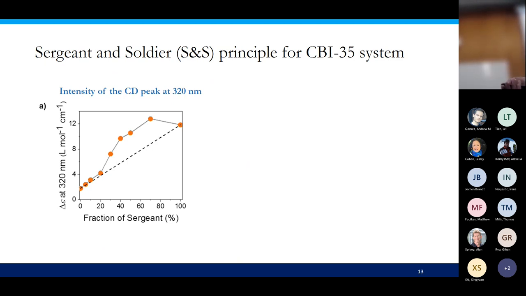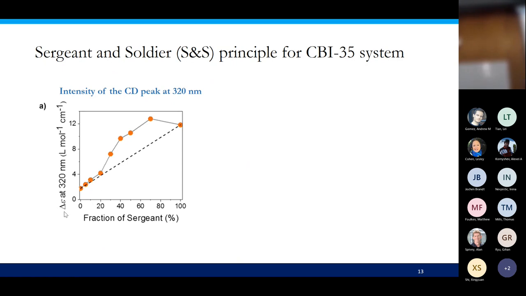And what you find, here you see the CD as a function of the sergeant percentage, that in the beginning, as you increase the number of the chiral molecules, you see the CD increases linearly, but then you get amplification. So this amplification indicates that the chiral molecules induce chirality on the whole structure, even though the full structure is not chiral. So we have this beautiful CD.